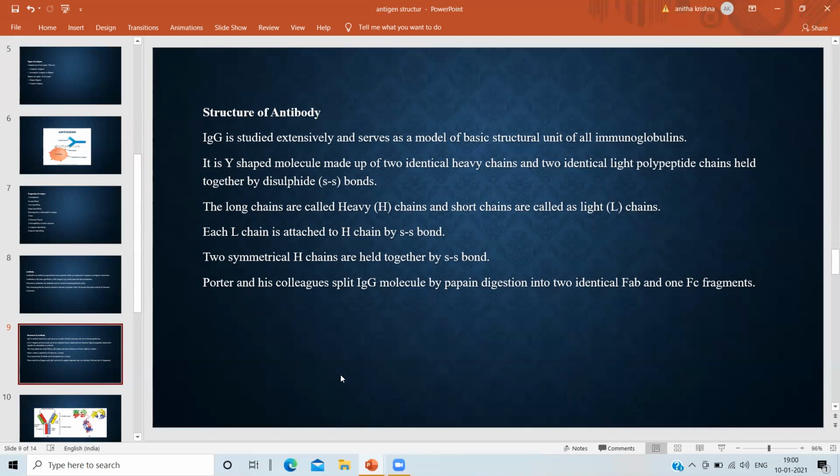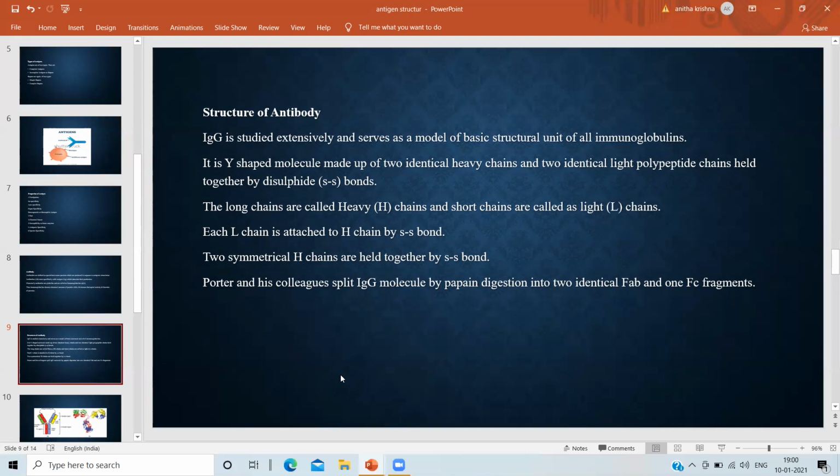The long chains are called heavy chains, represented as H, and the short chains are called light chains, represented as L. Each light chain is attached to a heavy chain by a disulfide linkage, and the two symmetrical heavy chains are held together, again, by disulfide bonds. Porter and his colleagues wanted to show the internal structure of the immunoglobulins. They took an IgG molecule and split it by peptide digestion, and they said that this IgG molecule has two identical Fab fragments and one Fc fragment.